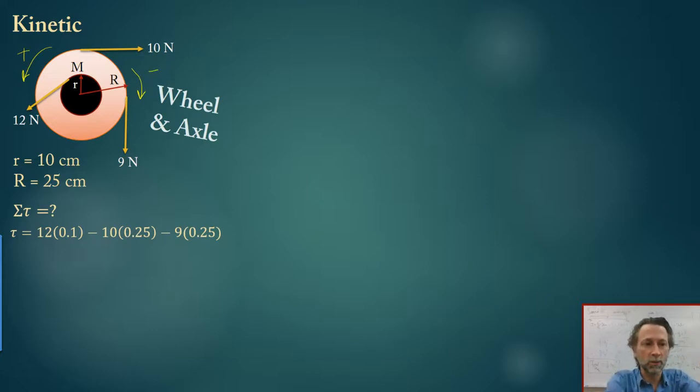So I would take my 12 times 0.1 minus 10 times 0.25 minus 9 times 0.25, and I get a total torque of negative 3.55 Newton meters. Notice too, in this case, then that is what is going to cause this system to rotate, is that torque that's acting on that system. We have the units of Newton meters.